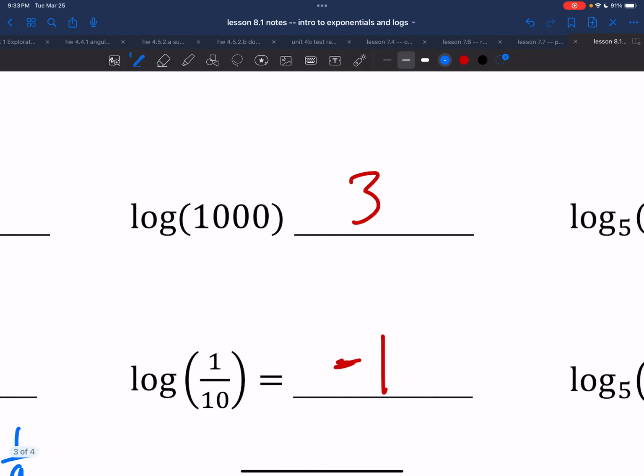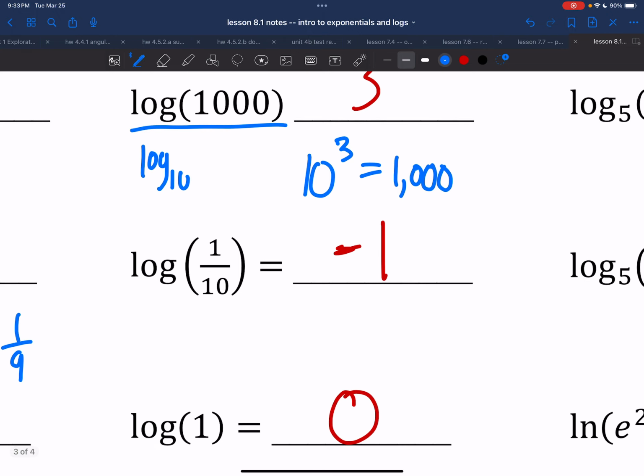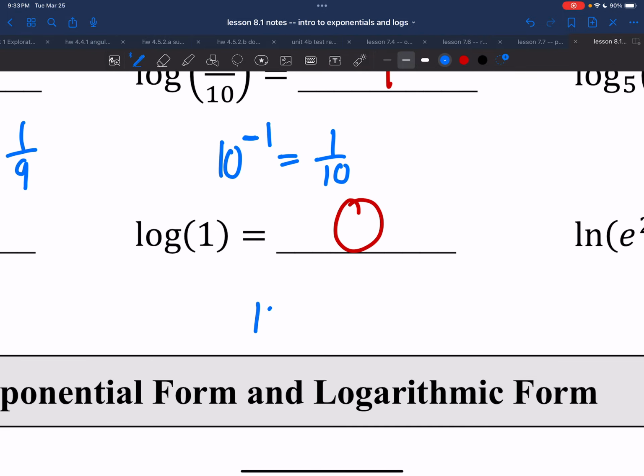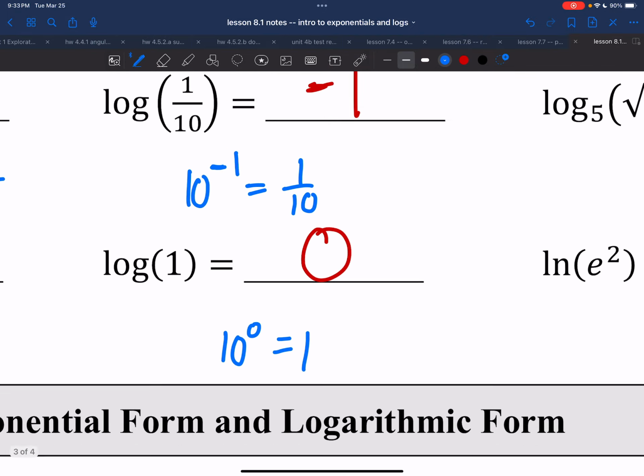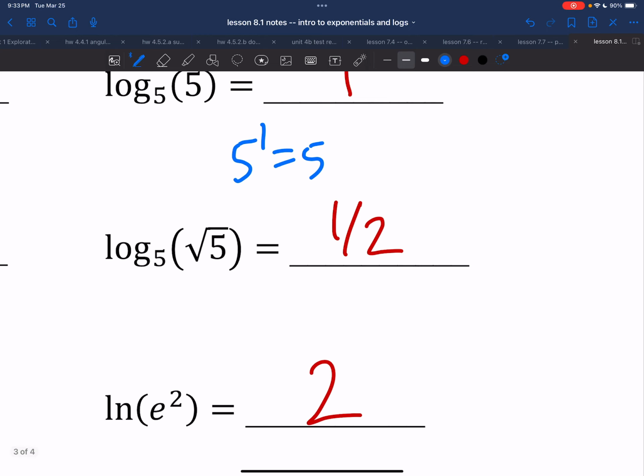Over here, remember, we were just talking about common log, right? There's no base here. That's implied that it's log base 10. So then the base is 10, which then cubed is 1,000. Again, another common log, 10 to the -1 is 1 over 10. Here, 10 to the 0 is 1. Here, 5 to the 1 is 5.